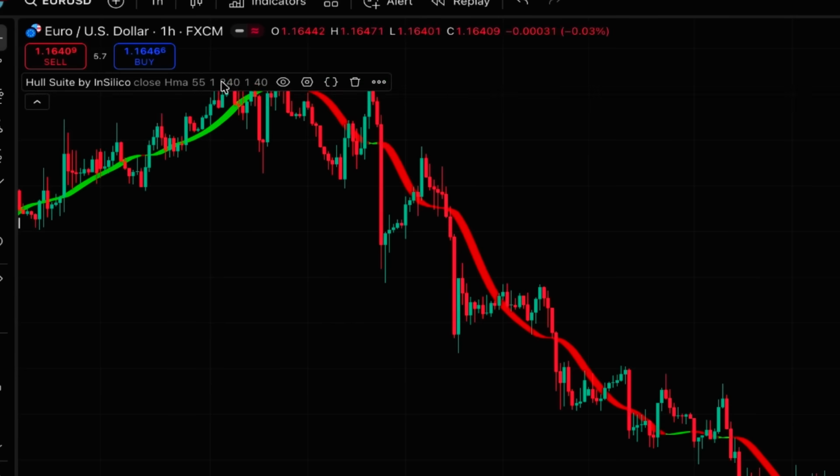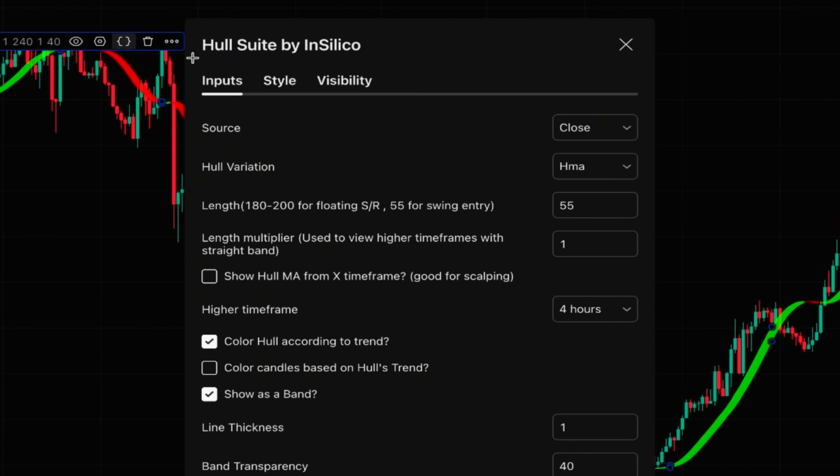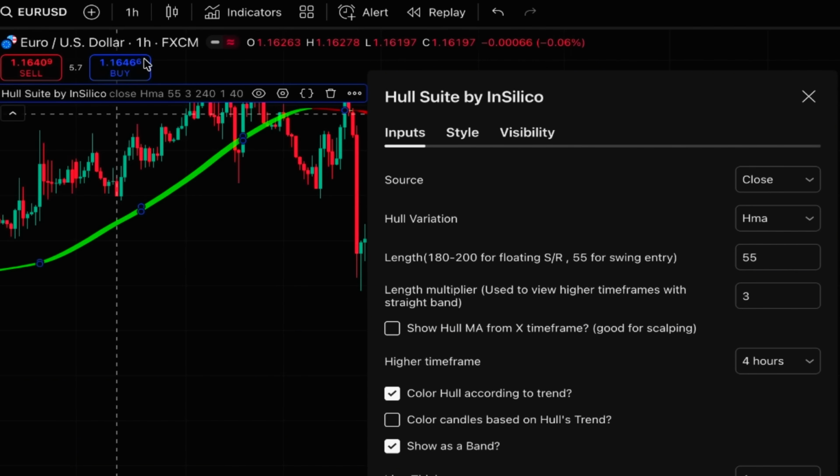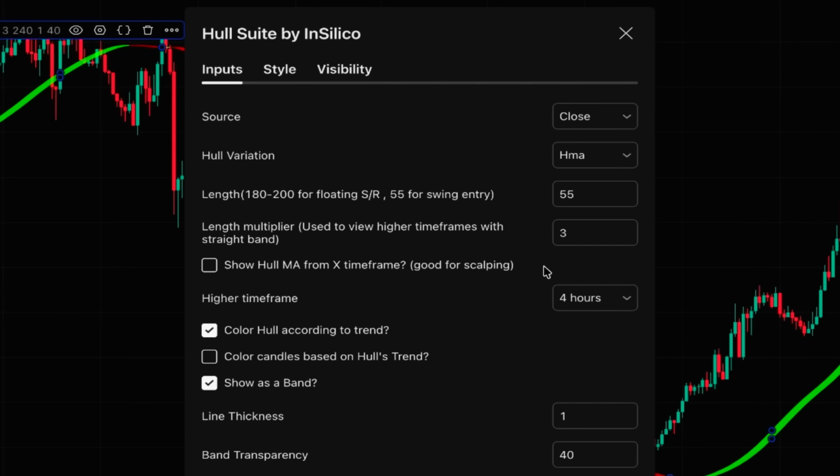So here we go to the settings of the indicator, and here the length of the moving average is set at 55 by default, which we don't change because it is a perfect length for the Hall Moving Average that we need in our trading strategy. And just here for the length multiplier, we set it at 3, and the higher time frame should be based on the time frame of your chart. For example, right now we are on 1 hour time frame, so the default 4 hours time frame is correct.